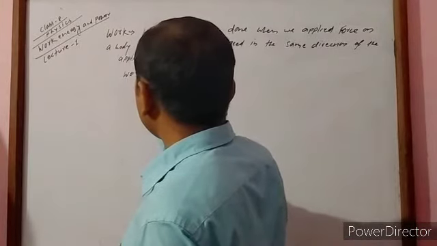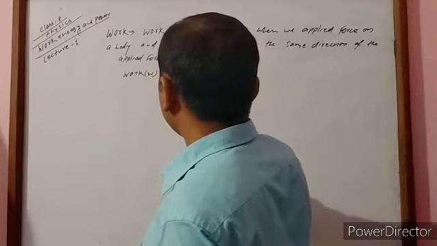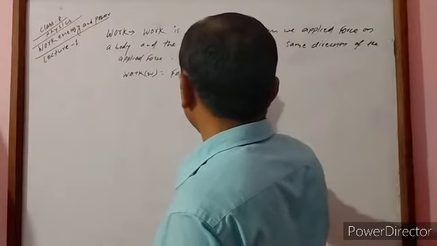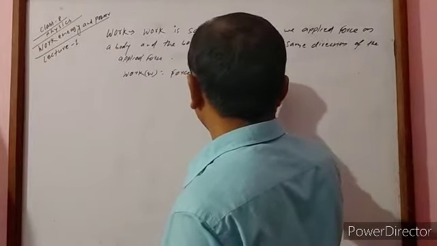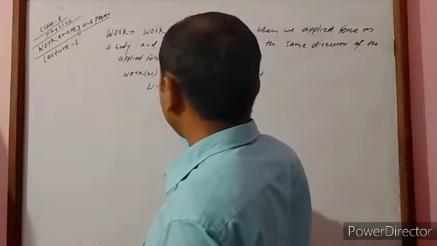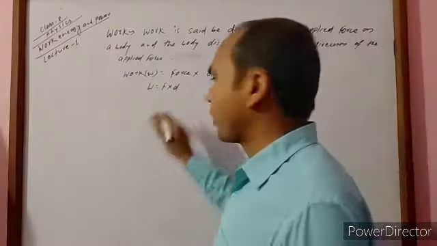Then here work W is equal to force into displacement, means W is equal to F into d. This becomes a formula to calculate the work done.